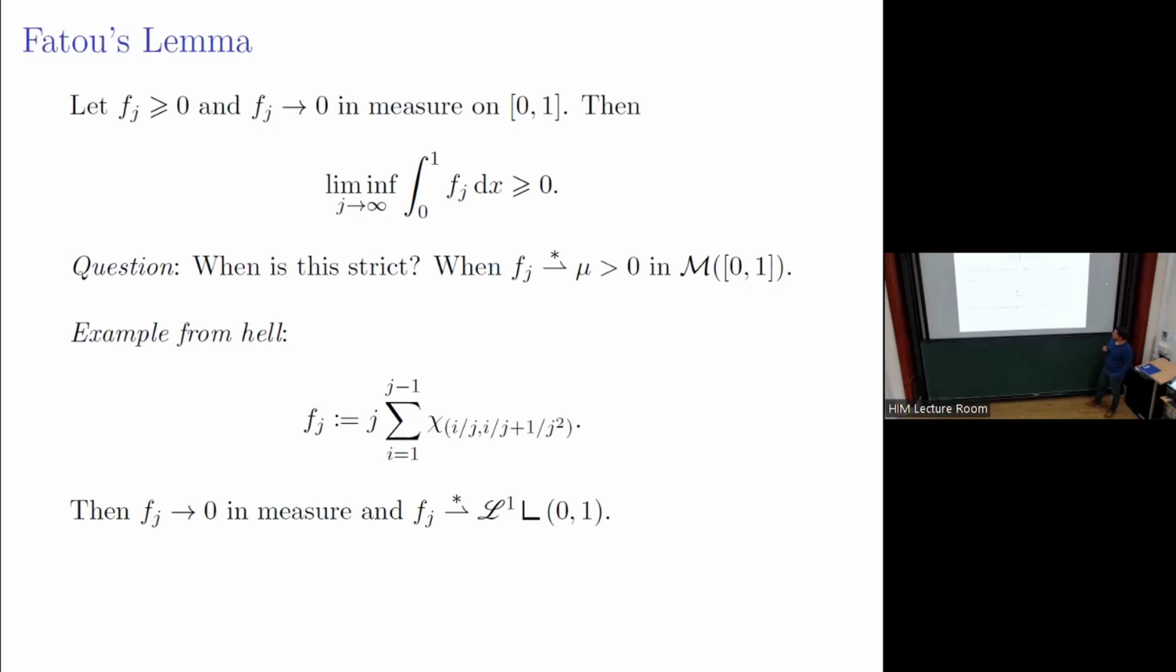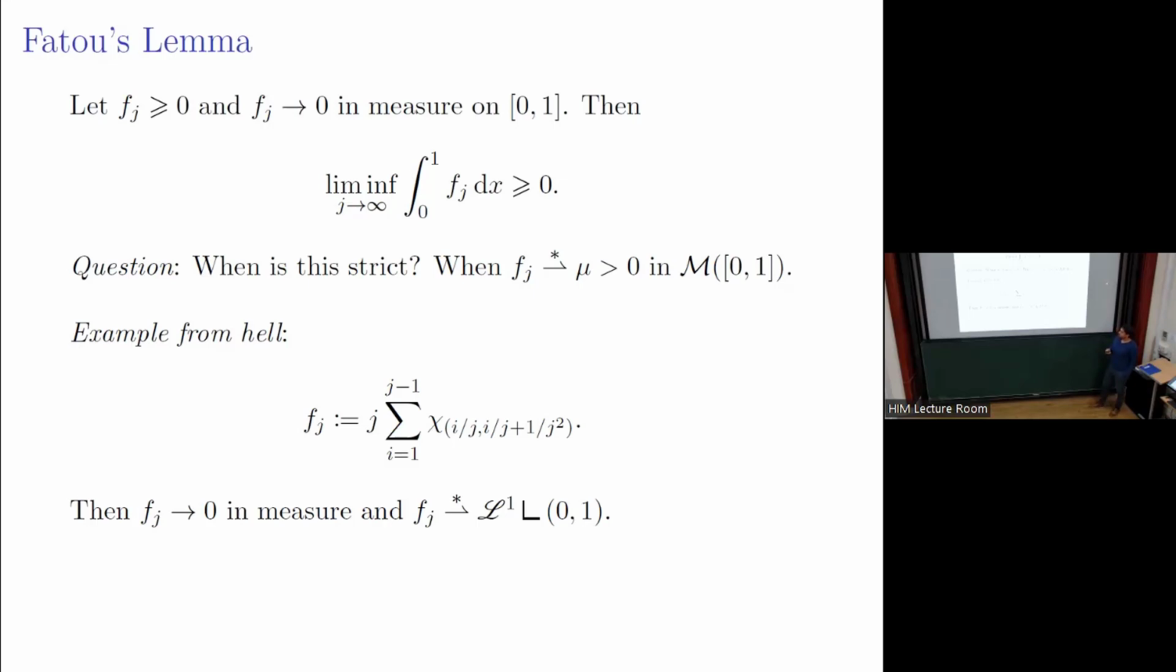I chose one example of diffuse concentration, which goes as follows. We take a function which takes just two values, zero and j, where j is a large number. It takes these values on small intervals of width 1/j², and there's j of them. So it's basically charging every sub-interval with about one. However, the intervals are so small, their length is 1/j² and there's j of them, so the measure where this function is non-zero is of order one. And indeed, as j goes to infinity, you can check the weak star convergence to Lebesgue measure, like a Riemann sum.